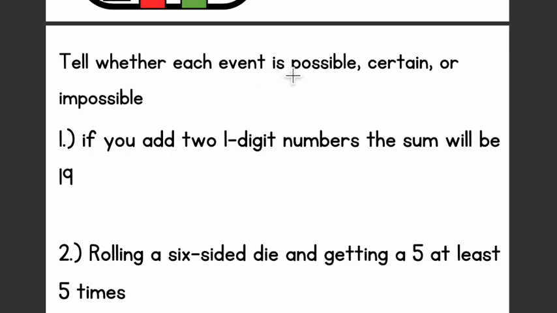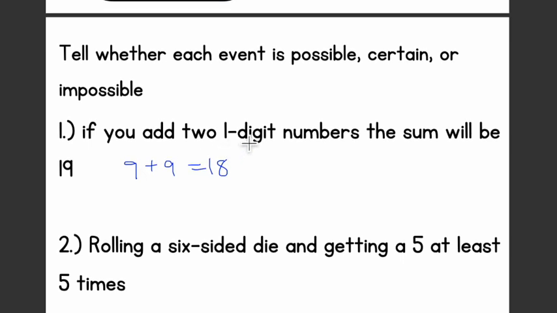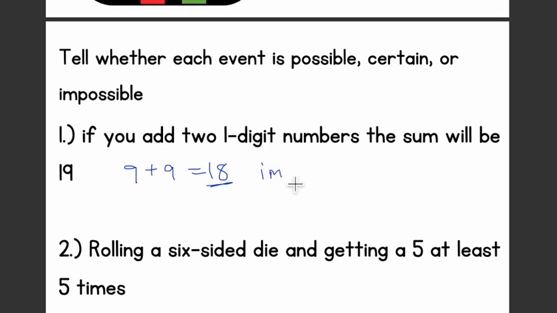Tell whether each event is possible, certain, or impossible. Number 1, if you add 2 one-digit numbers, the sum will be 19. Let's look at what happens when we add the 2 biggest one-digit numbers, which is 9. So 9 plus 9 is equal to 18. So if 9 is the greatest one-digit number, that means this is the greatest sum of 2 one-digit numbers. That means this is impossible. We can't ever go above 19 with just one-digit numbers.